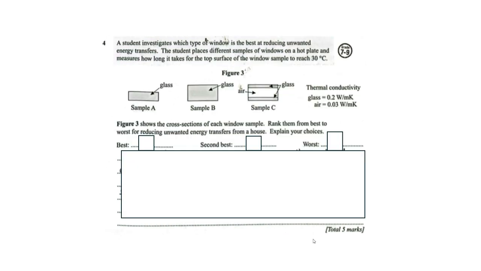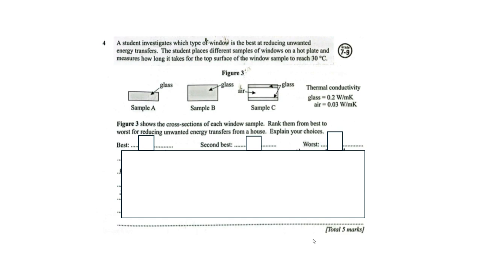A student investigates which type of window is the best at reducing unwanted energy transfers. The student places different samples of windows on a hot plate and measures how long it takes for the top surface of the window sample to reach 30 degrees Celsius. So we have the conductivity of glass and air. And figure 3 shows the cross-section of each window sample. Rank them from best to worst for reducing unwanted energy transfers from a house.